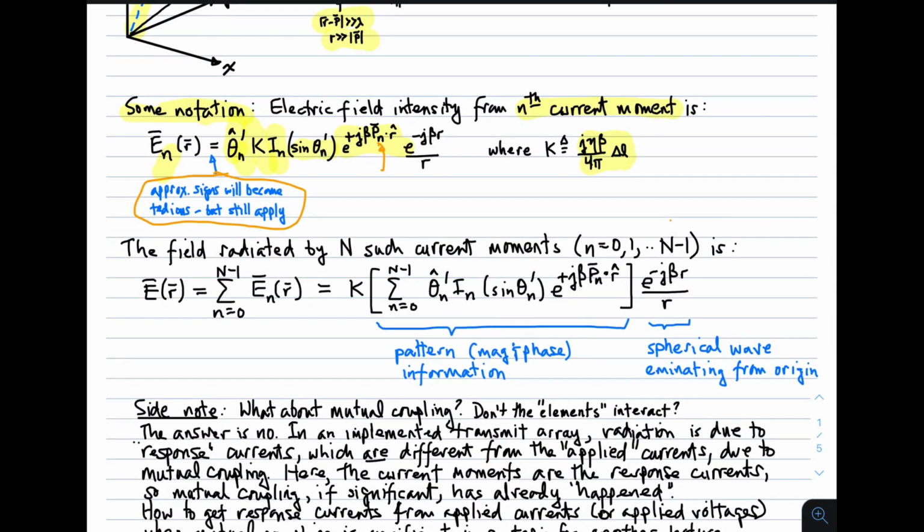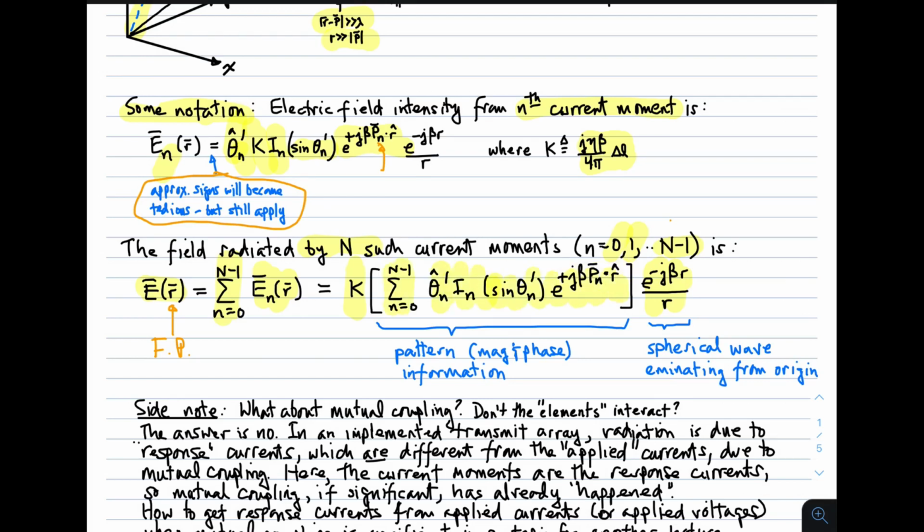So the field radiated by capital N such current moments, enumerated 0, 1, up to N minus 1, again counting like C programmers, is given by this quantity, E of R, where R is the field point, which is simply the sum from n equals 0 to N minus 1 of these contributions from each one of the current moments. We'll pull out the factor k, which is common to all of the current moments, and we'll also pull out the factor e to the minus j beta r over r, because that's common to all the elements. And what's left is a sum from 0 to N minus 1 of this much.